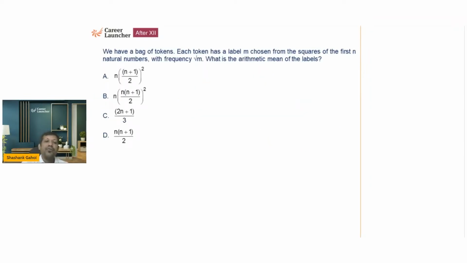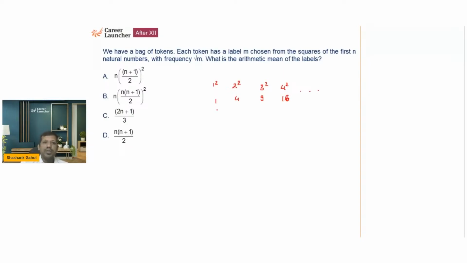Now this one, we have a bag of tokens. Okay. Each token has a label m chosen from the squares of the first n natural numbers. Squares of the first n natural numbers. Okay. So I am going to write down the numbers. 1 square is 1. 2 square is 4. 3 square is 9. 4 square is 16. Okay. And so on.